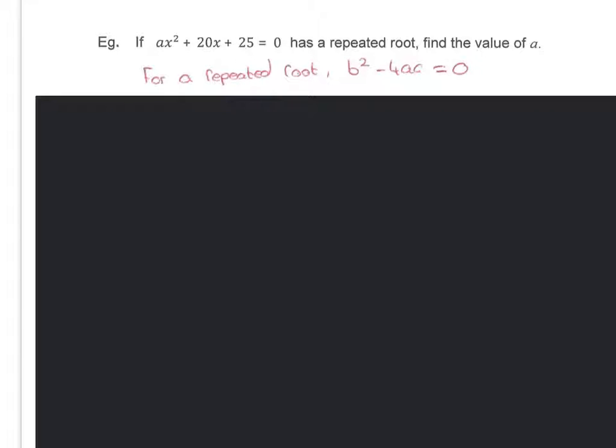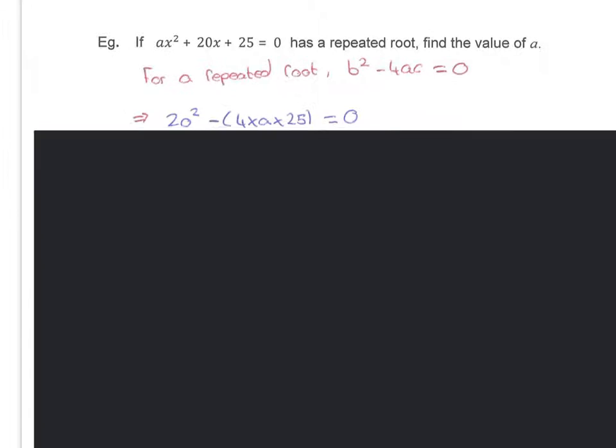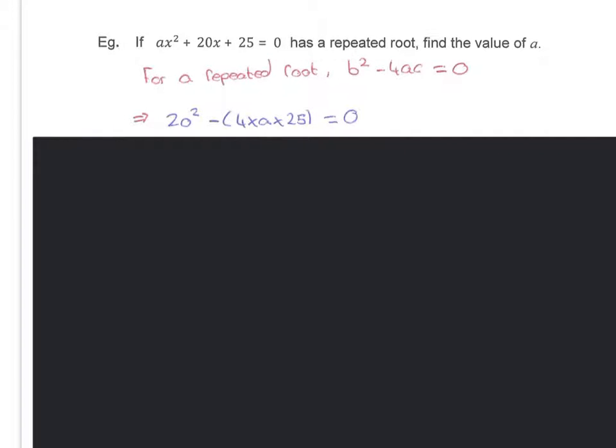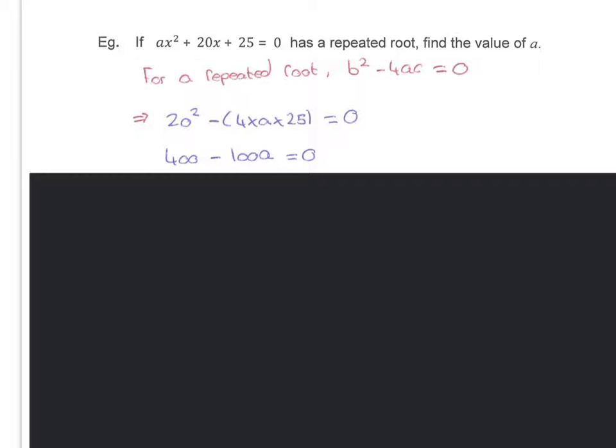From here, we're going to follow the same steps as we did in the previous example. We're going to calculate the discriminant. So our value for a is going to stay as a, b is a positive 20 and c is 25. So we fill it into the equation and get 20 squared minus 4 times a times 25, and it has to equal 0 to be a repeated root. Working this out, we get 400 take away 100a, and it needs to equal 0.